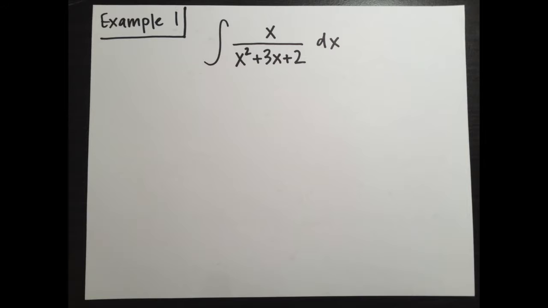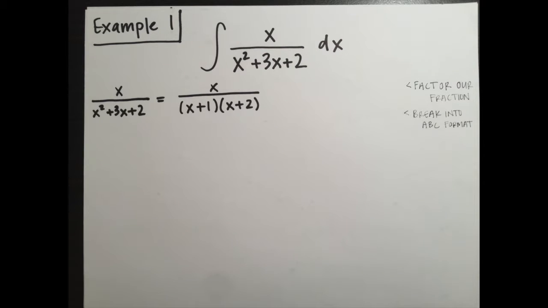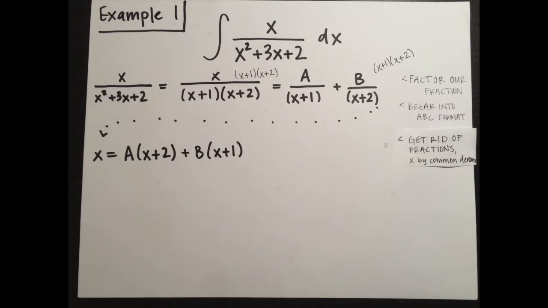Example 1. In this example, we are asked to find the integral of x over x squared plus 3x plus 2 with respect to x. So here, the first thing we're going to do is factor our fraction. The factors of x squared plus 3x plus 2 are (x plus 1)(x plus 2). Next, we'll set that equal to our ABC format. So we'll put one of the factors, x plus 1, under A, the other one, x plus 2, under B.